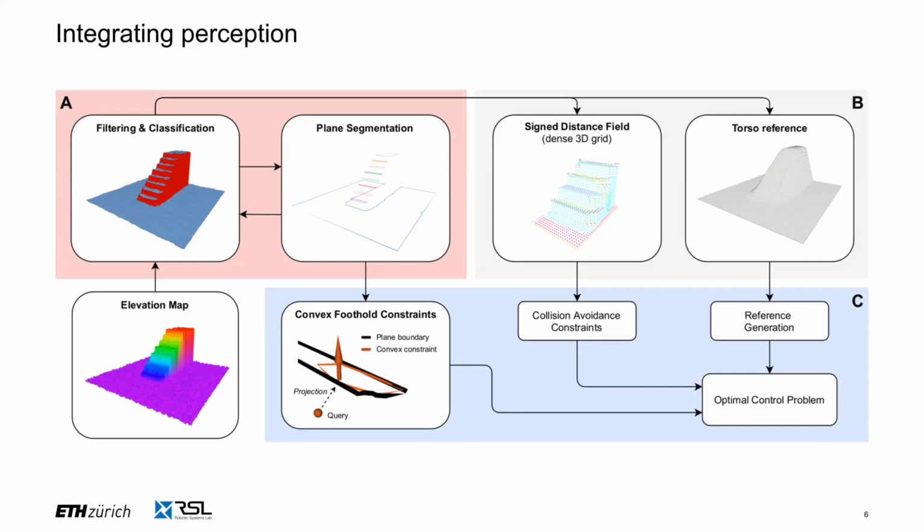Additionally, we need to avoid the terrain, do not bump into it. So we have a signed distance field that we use for collision avoidance, and we have a smoothened version of the terrain to align the torso with.